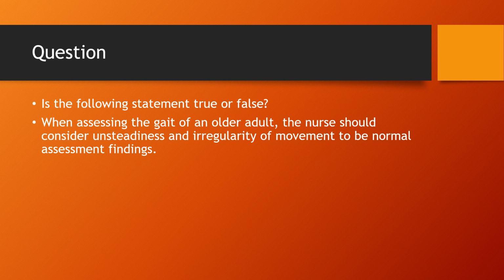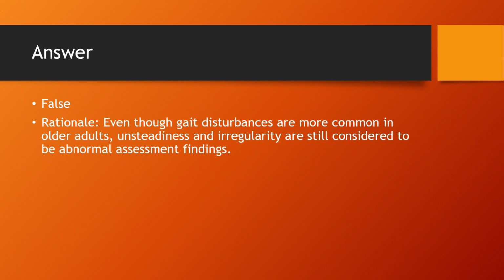Well, here's another question for you. Is the following statement true or false? When assessing the gait of an older adult, the nurse should consider unsteadiness and irregularity of movement to be normal assessment findings. True or false? That's false. Even though gait disturbances are more common in older adults, unsteadiness and irregularity are still considered to be abnormal assessment findings.